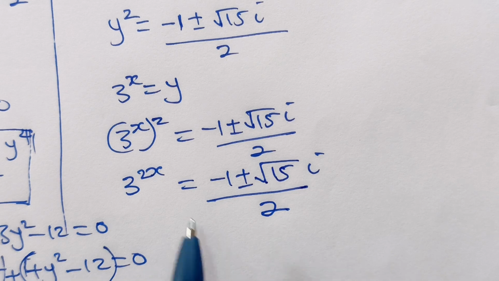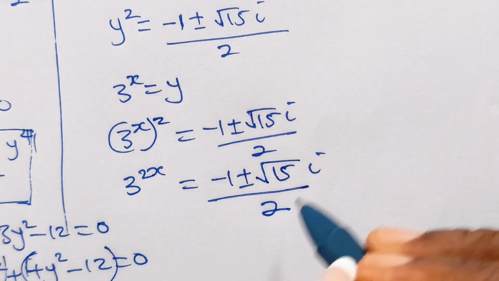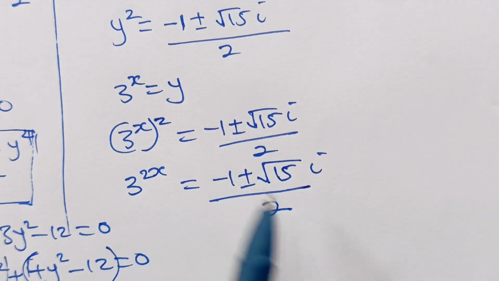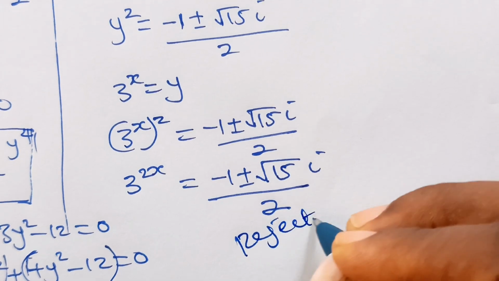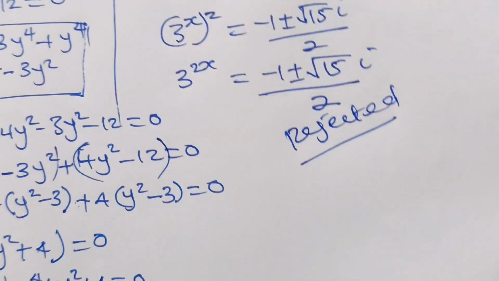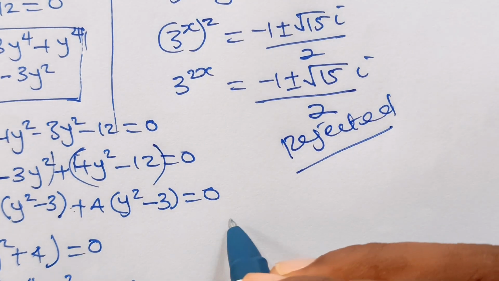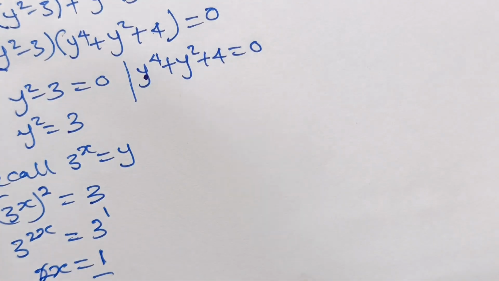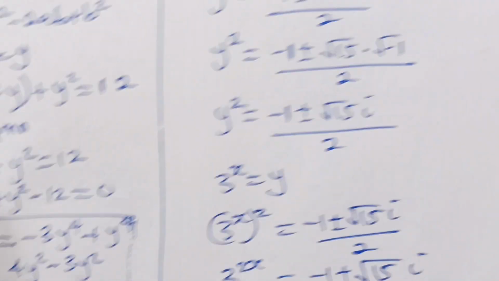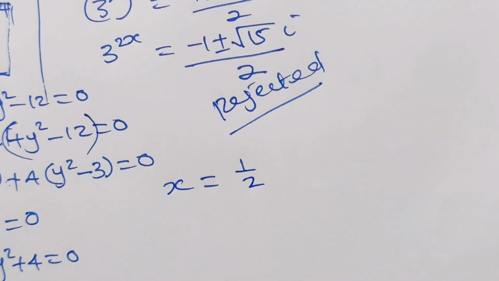Okay, now look at this. Notice that this is complex. So we cannot actually get x from here. This is complex, so this is rejected, right? So that simply means that the only value of x is what? The one we got where we said that our x is equal to half. This one. Alright. So that is the only value of x.